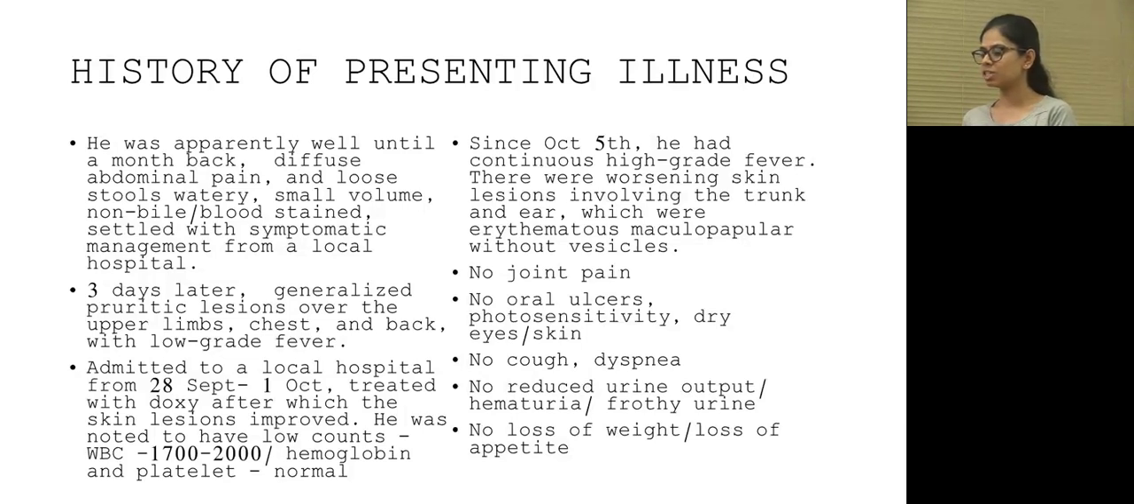During that admission, on evaluation, he was noted to have low total counts in the range of 1,700 to 2,000. Hemoglobin and platelets were normal. Since October 5th, he again had recurrence of fever. This time it was high grade with chills and rigors, and there were worsening skin lesions involving the trunk and ear. Now the lesions became erythematous, maculopapular. However, there were no vesicles.